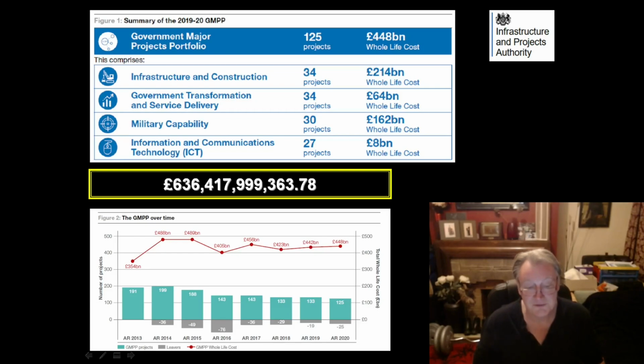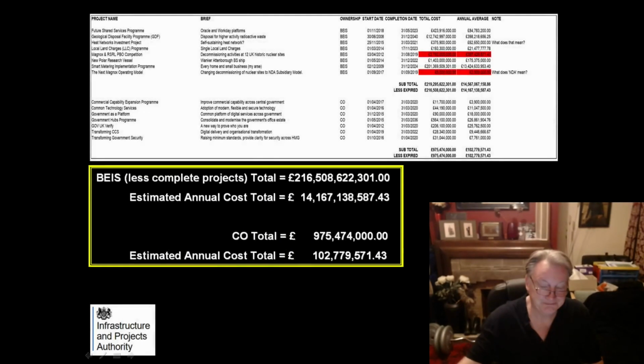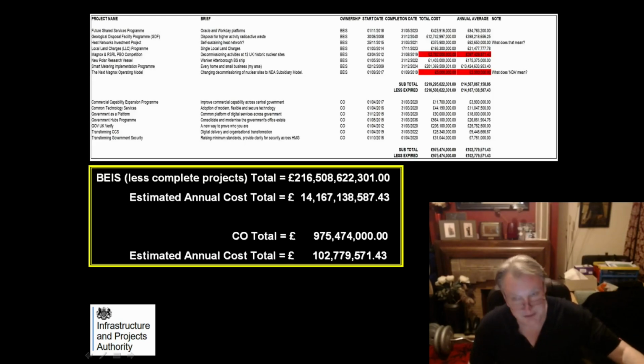So, from this basic overview that you've got here, let's move into a bit more of a deep dive. So, I'm separating this according to departments. Next page.